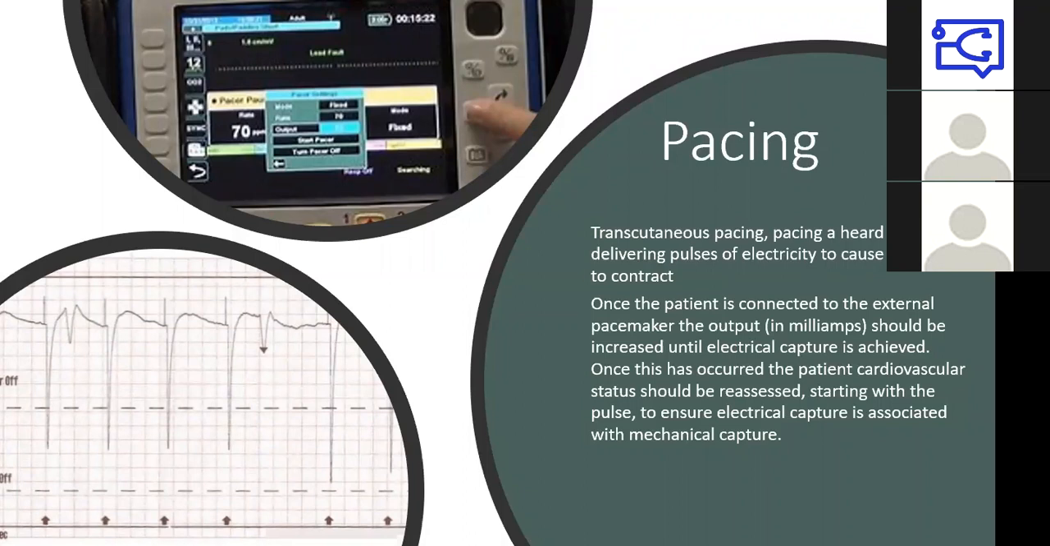It's very important that when you're doing this, you feel for the peripheral pulse, because that is the way you can be sure that you've got mechanical capture. Just like you can get PEA arrests, where you have electrical activity but no actual cardiac output, you need to ensure that there's not only electrical capture, but mechanical capture as well. So feel for the pulse and make sure it's in time. You can then set the rate.